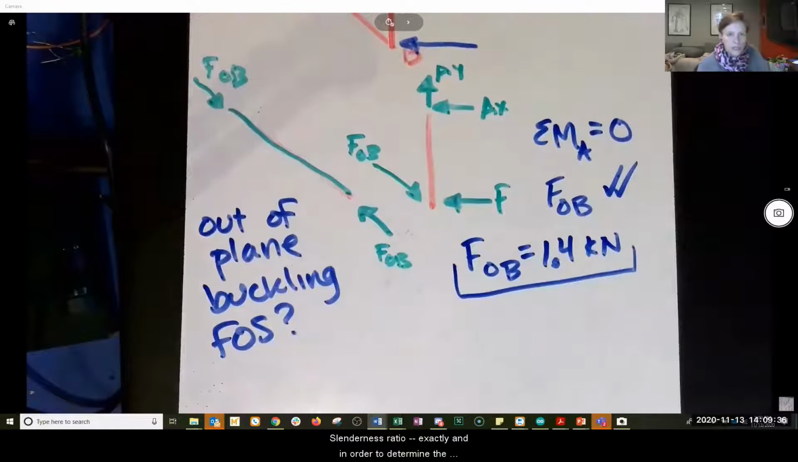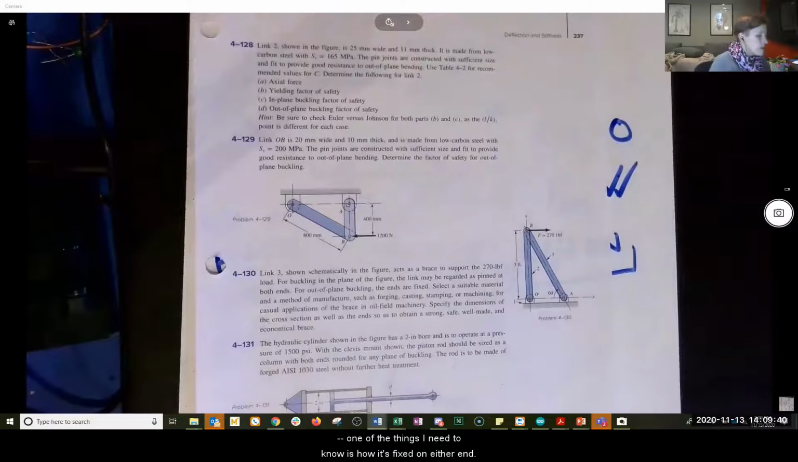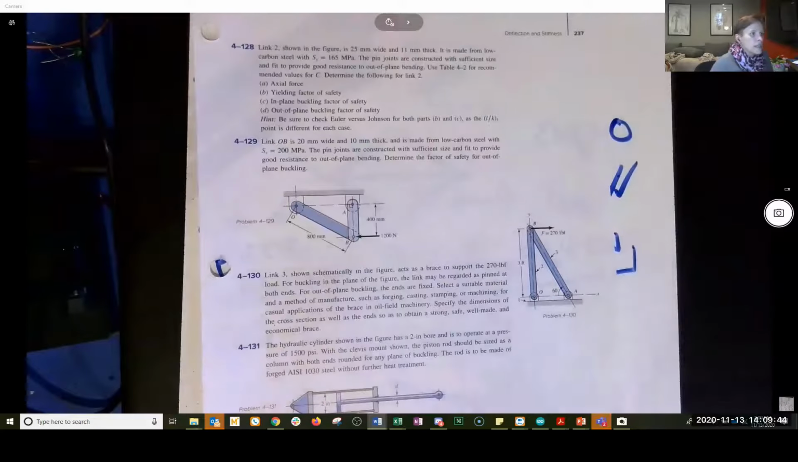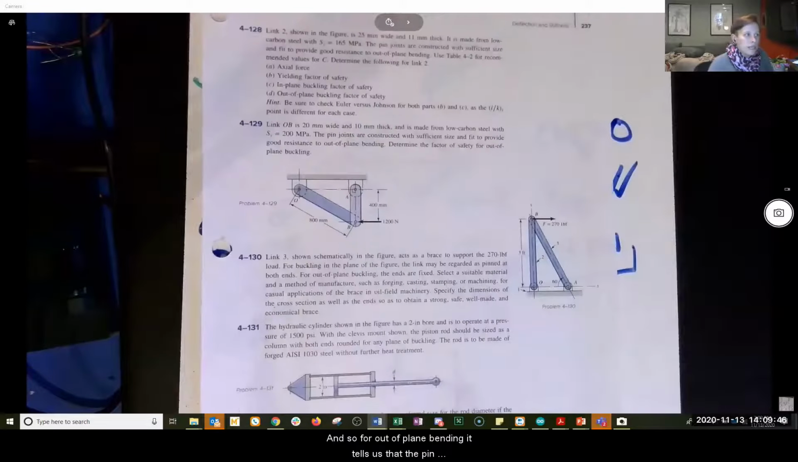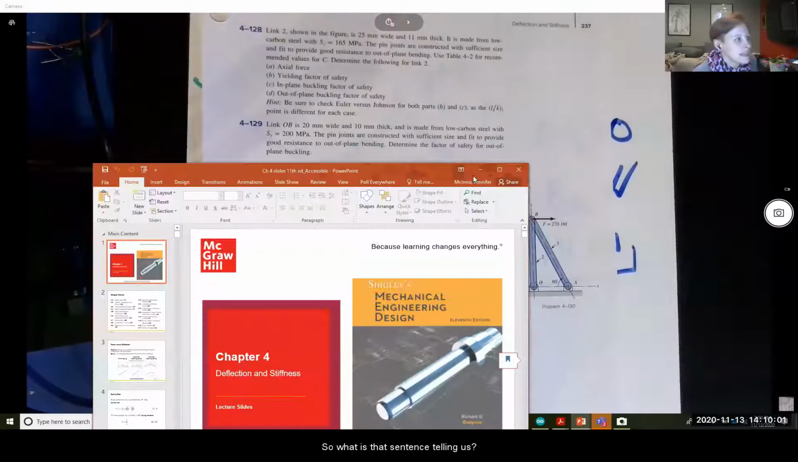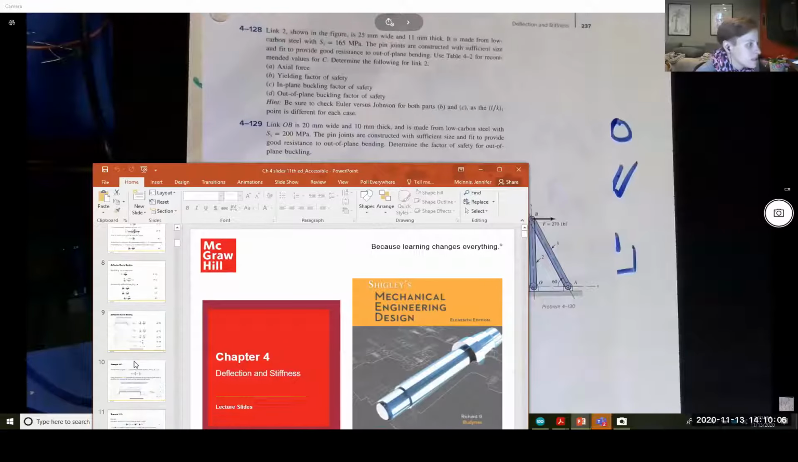In order to determine the slenderness ratio, one of the things I need to know is how it's fixed on either end. For out of plane bending, it tells us that the pin joints are constructed with sufficient size and fit to provide good resistance to out-of-plane buckling. That is a very intentional and specific sentence. So what is that sentence telling us? What do you think? It is there right above the PowerPoint.